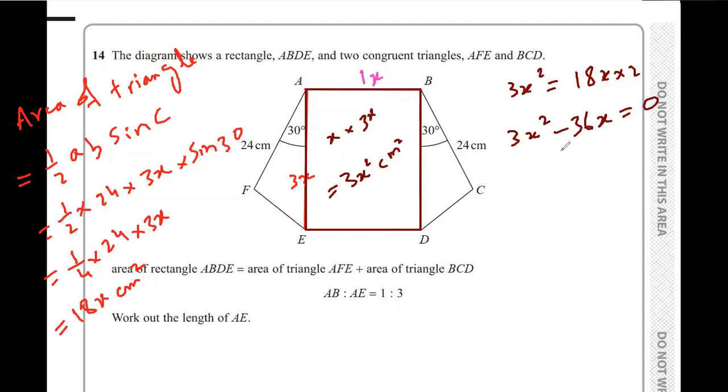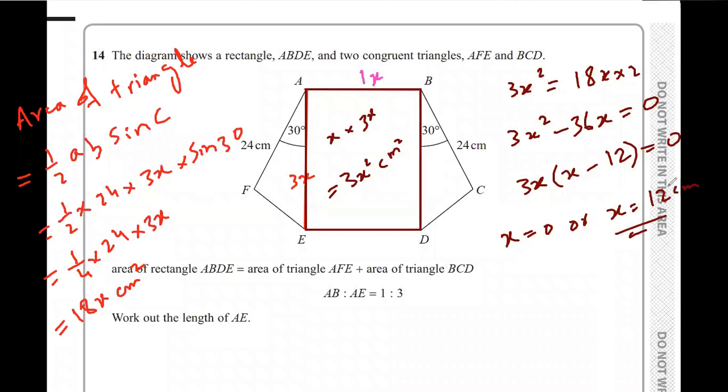And if we can factorize it, what is common in both of them? 3x. I'll get 3x(x minus 12) equals 0. So one value of x is 0. The other value of x is 12 centimeters. So basically the length of AE will be equal to 12 times 3, which will be 36 centimeters.